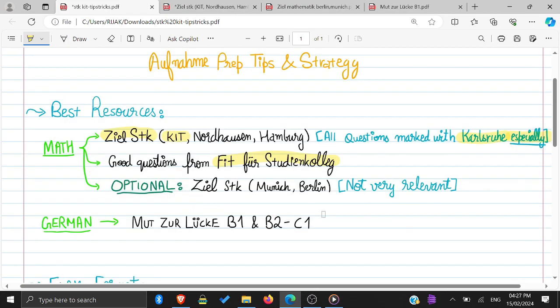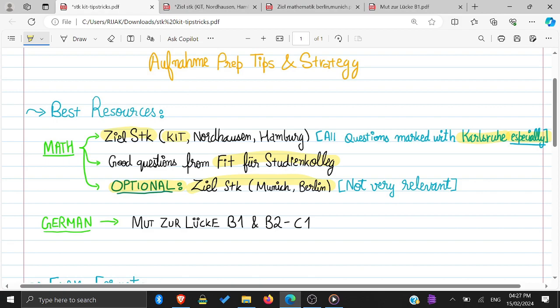Then we also have the Ziel Studienkolleg for Munich and Berlin. And I've kept this as optional for Studienkolleg KIT because it's not very relevant for Studienkolleg KIT, because the topics just don't overlap that much. But obviously, since you're a Studienkolleg aspirant, you're going to be preparing for all of the Studienkollegs, not just one. So I would recommend you to do this one too.